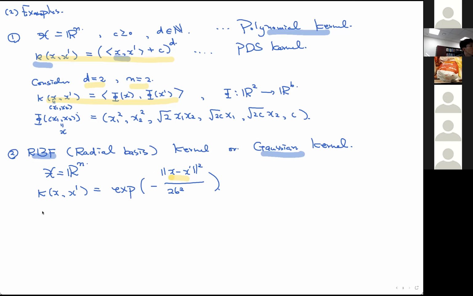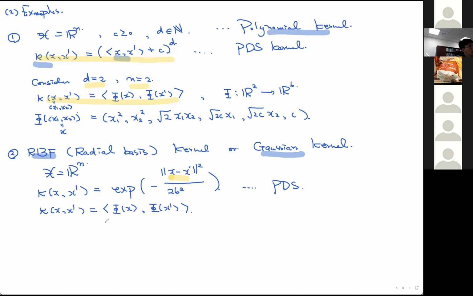And I said later we will show that this is actually a PDS kernel, satisfying the positive definiteness and symmetry properties. And then I said that implies we can view this K as an inner product. So in other words, using this RBF kernel means that we are using some feature map. Then we may ask, what kind of feature map are we using here?